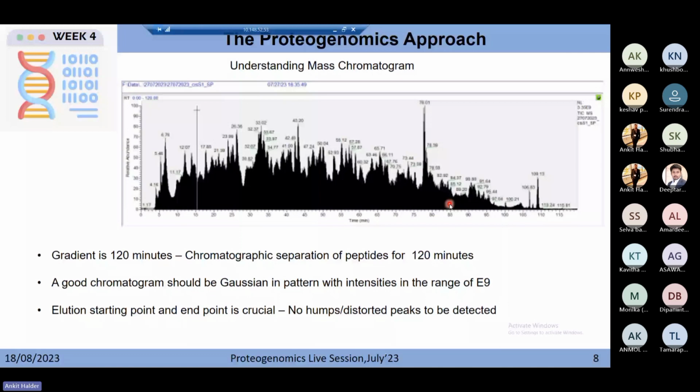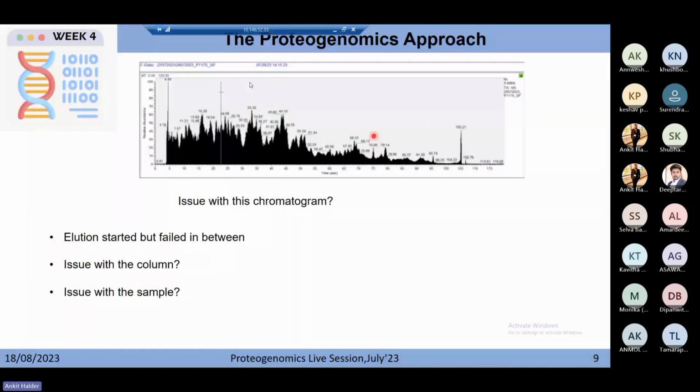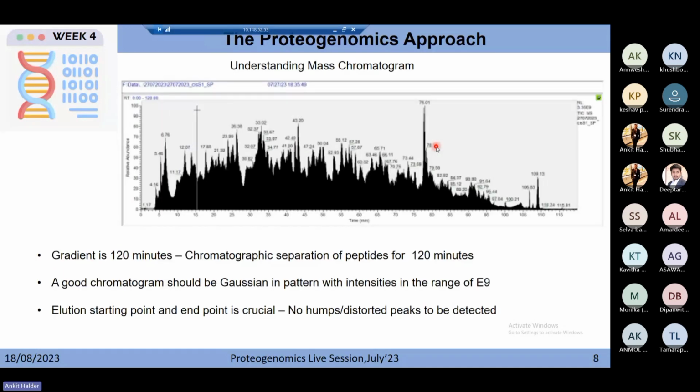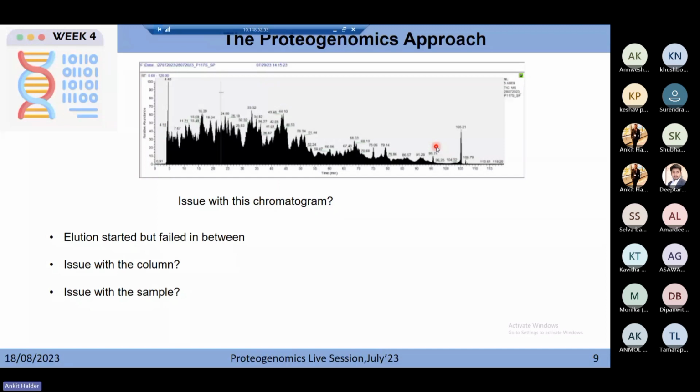So now what happened with this chromatogram? Here you can see that the elution started a bit early, and it did not continue as it should. It ended abruptly here, without giving any Gaussian pattern or anything like it. If you compare this chromatogram with these two chromatograms, you can understand that the number of proteins identified, or the coverage, would be much less.